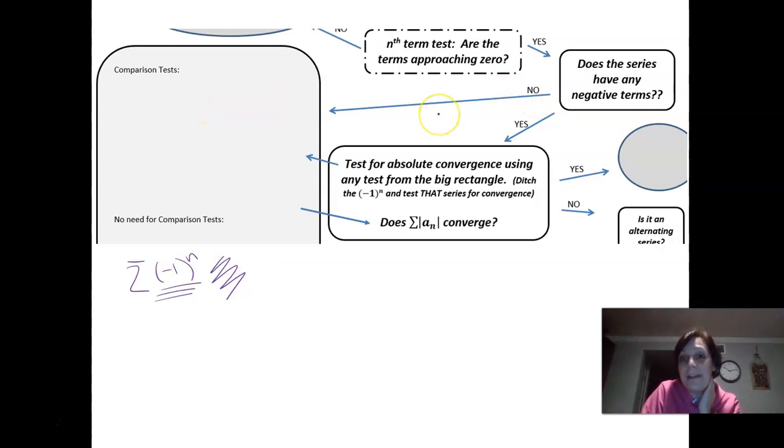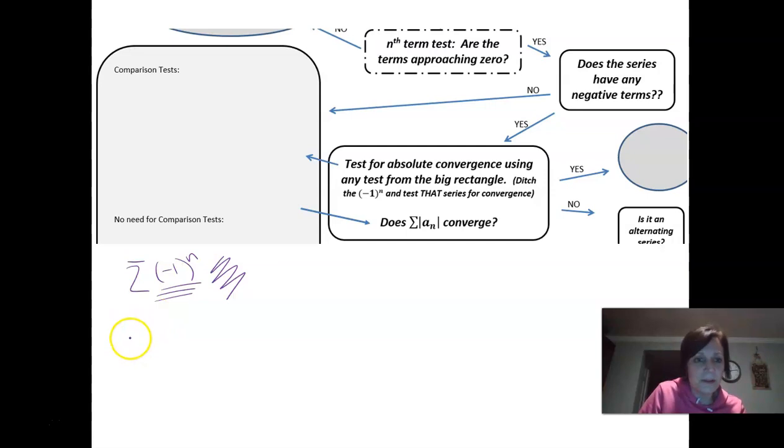If you do have negative terms, notice where we go. We make a little pit stop at this rectangle, and then it sends us into the big rectangle. What this rectangle tells us to do at our pit stop is, those negatives, get rid of them, throw them away, which seems kind of not okay to do, right? But here's the idea.